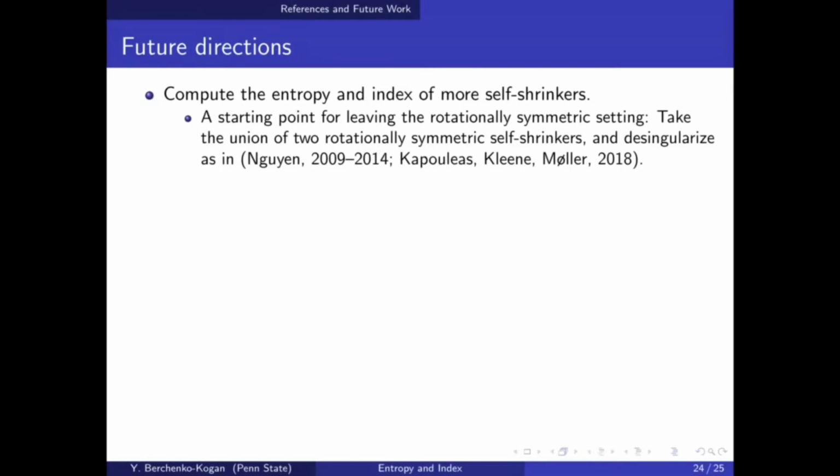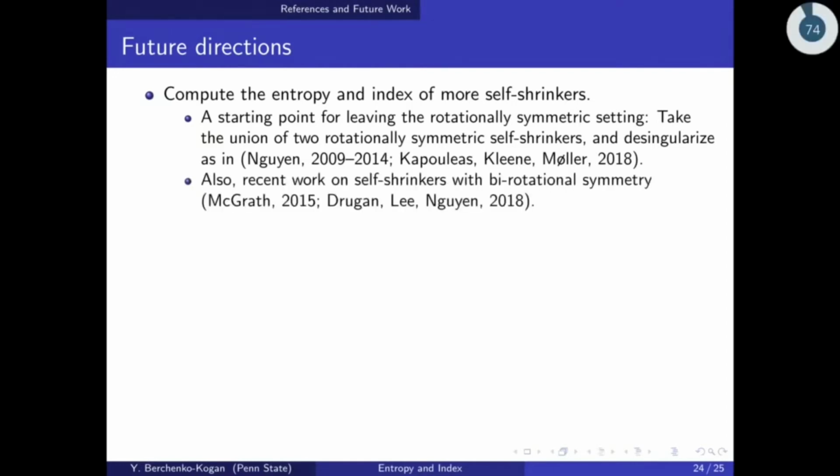And so that's certainly a very good starting point for taking our ability to compute the entropy and index of rotationally symmetric self-shrinkers and moving it to a setting where these desingularized surfaces are no longer rotationally symmetric, but they should be very computable, and we should be able to find their entropy and index.